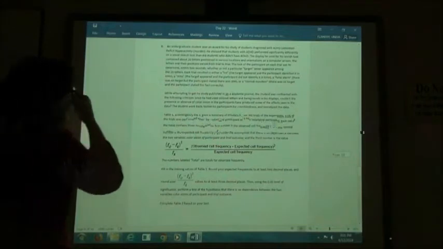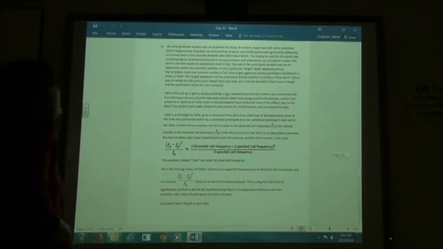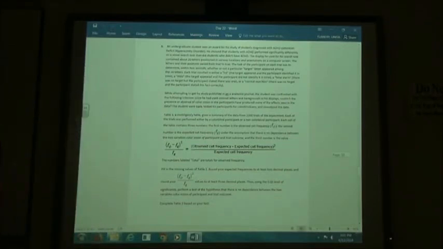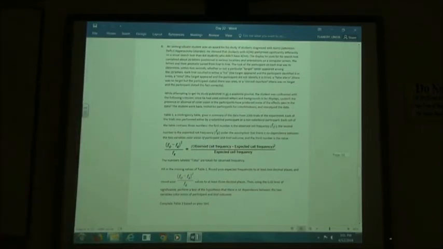The task of the participant on each trial was to determine within 2 seconds whether or not particular target letters appeared among the 20 letters. Each trial resulted in either a hit, the target appeared and the participant identified it, or a miss, the target appeared and the participant did not identify it. A false alarm, there was no target but the participant stated there was, or a correct rejection, there was no target and the participant stated this fact correctly. While attempting to get a study published in an academic journal, the student was confronted with the following criticisms.